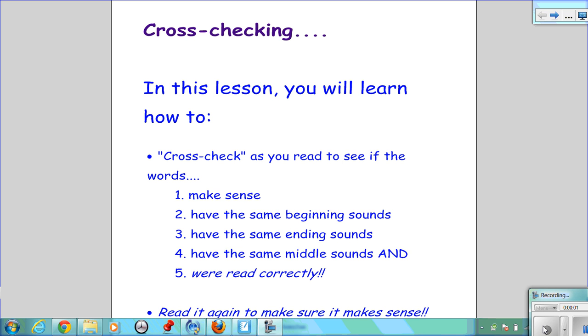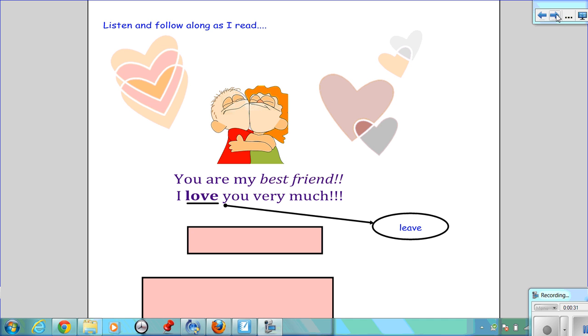Hello, students. In this lesson called Cross-Checking, you will learn how to cross-check as you read to see if the words that you are reading make sense, have the same beginning sounds, have the same ending sounds, have the same middle sounds, and were read correctly. You will also learn to make sure that you read it again to make sure that it makes sense. Listen and follow along as your teacher reads.